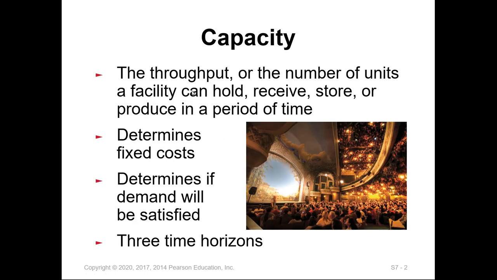Capacity is the throughput or the number of units a facility can hold, receive, store, or produce in a period of time. Looking at the definition, we recognize some of the reasons why capacity is an issue. For example, the capacity can determine fixed cost, the cost that will be required to build and deliver the product. Some of the fixed cost examples will be addressed later on in another slide. Also it can determine if demand will be satisfied or will be met, which means can we produce, or do we have the capacity to produce, the proper amount that the market needs.